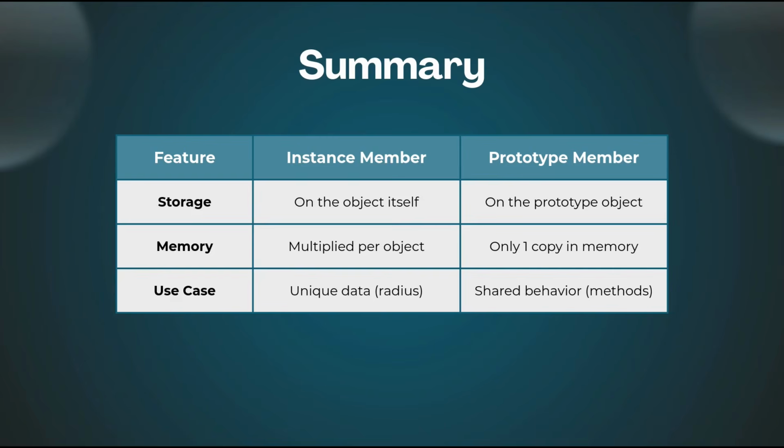Use case. If you want unique data, like every circle needs to have a unique radius, it might have a unique background color, a unique border width, a border radius, for those reasons you use instance members, using the this keyword. If they have shared behavior, so if you're drawing the circle or rendering the circle on the screen using the same property or same behavior, or if you want a bunch of circles to have the same behavior when clicked on or hovered upon, then you use prototype members because they share the exact same behavior while taking only one space in the memory.